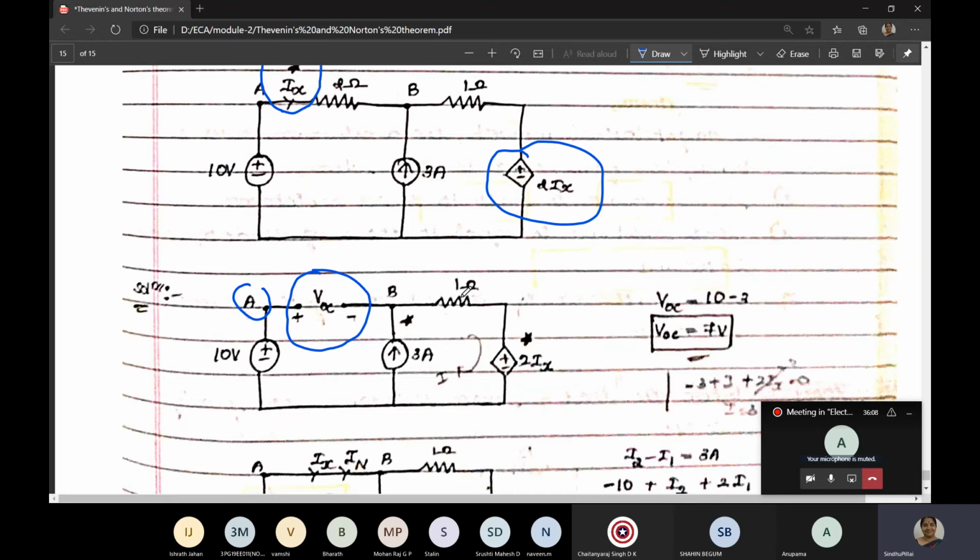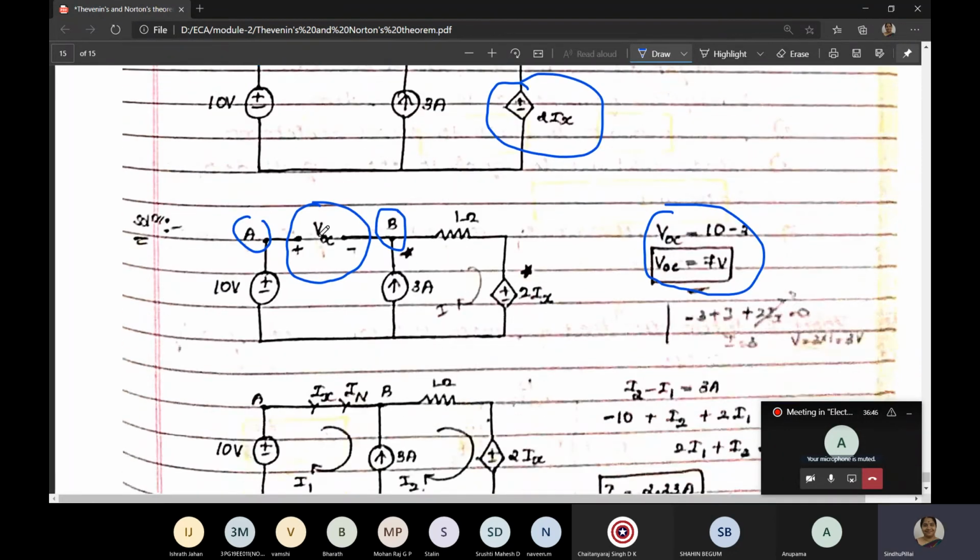Voltage depends upon current and resistance. Since it is open here, Ix is 0. So there is no voltage drop here. 2 Ix is completely removed, so it is completely shorted. We have only 3 amps and 1 ohm. So 3 into 1 is 3. So 3 volts is the voltage across terminal B. Here it is 10 and here it is 3. So what will be the voltage here? It is 10 minus 3, the difference in the voltage. So VOC is 10 minus 3, which is 7 volts. That is how we find the open circuit voltage.